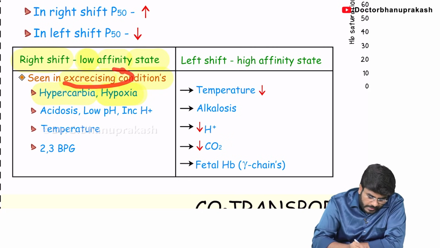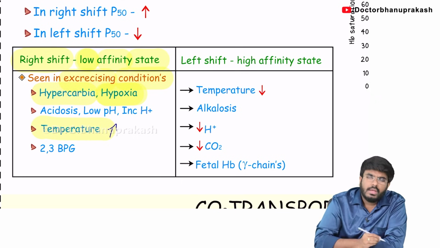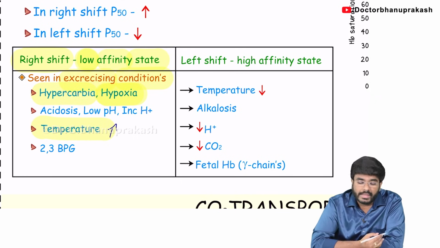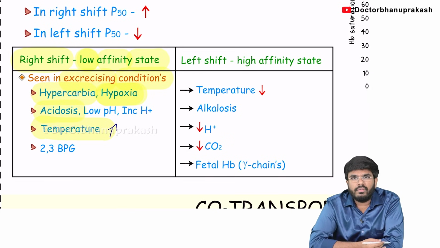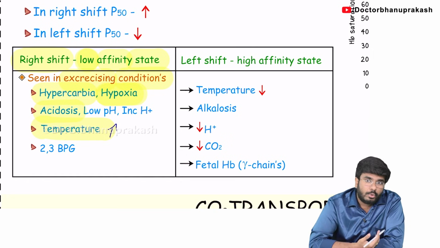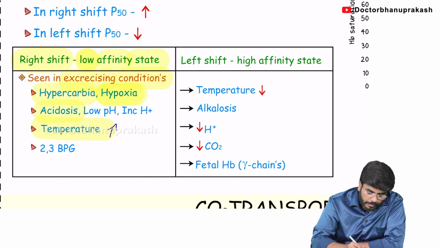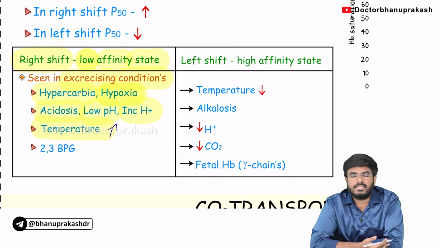And we all know during exercise what happens to your body temperature? Your body temperature increases. Next, we know the biochemistry: whenever you are doing exercise, what happens to the acid production? The acids are going to be more. Whenever you are doing strenuous exercise, you are going to have anaerobic metabolism, and anaerobic metabolism is going to produce lactic acid. So, this lactic acid is going to cause acidosis, lactic acidosis. So, what will happen to your pH? Your pH decreases, more H plus is going to be produced, more acids are going to be produced.